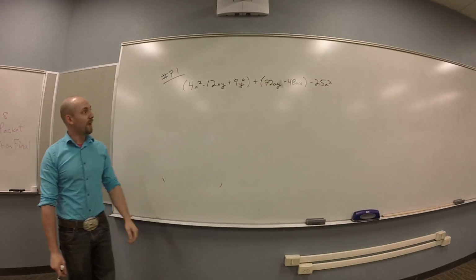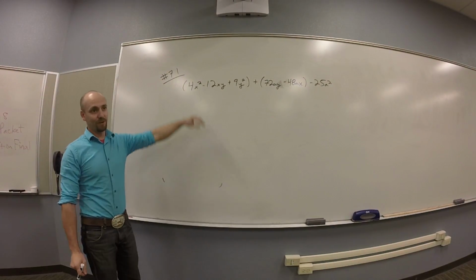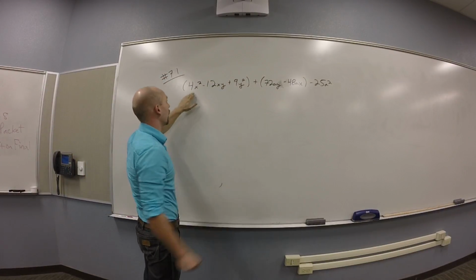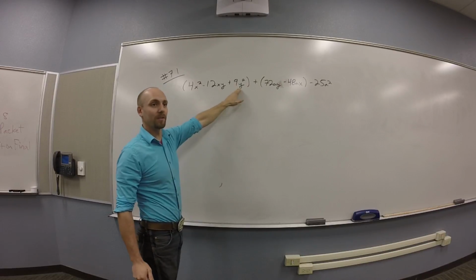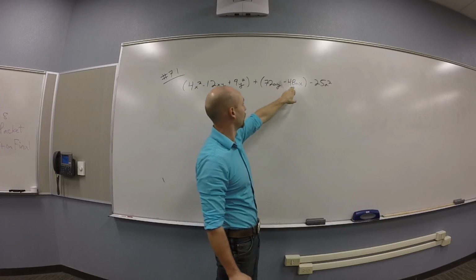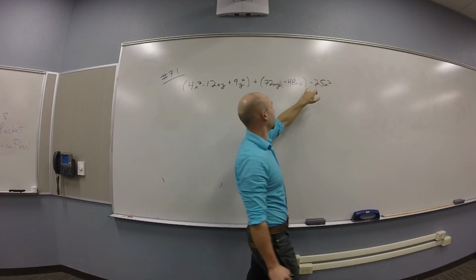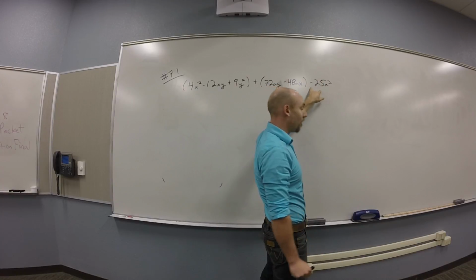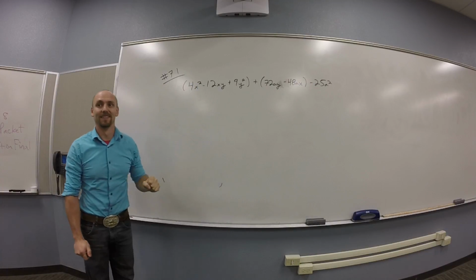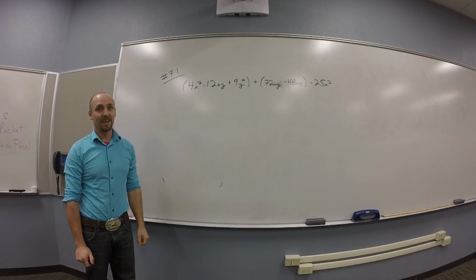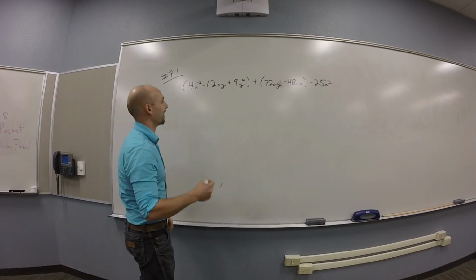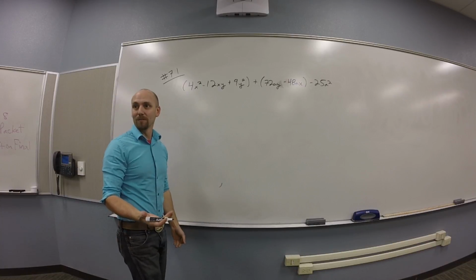All right, so we would like to factor this giant mess, which is number 71 out of 6.5. So I have, in parentheses, 4x squared minus 12xy plus 9y squared, plus, again in parentheses, 72ay minus 48ax, and then a minus 25a squared on the end of this. Thoughts? Do the parentheses first. Yeah, I should probably do something with the parentheses first.